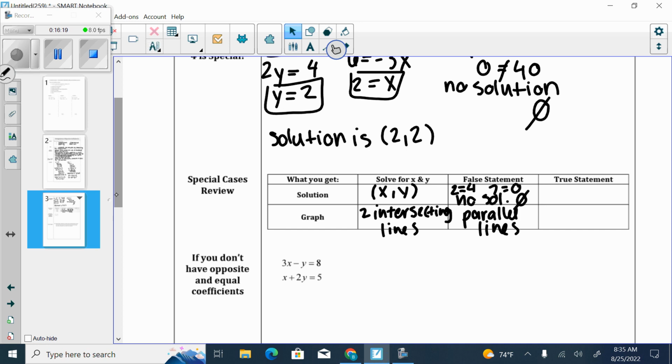Okay? What if you were to solve something like this and it actually gave you a true statement like 0 equals 0? What would those look like? Infinitely many solutions. Very good. And if those were a graph, they would be, I heard somebody say it, the same line. Nice.